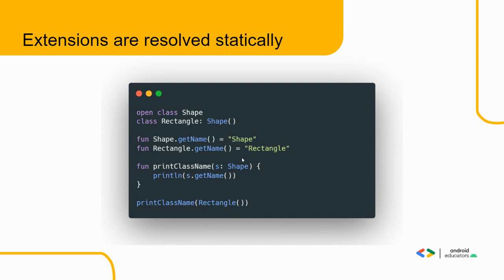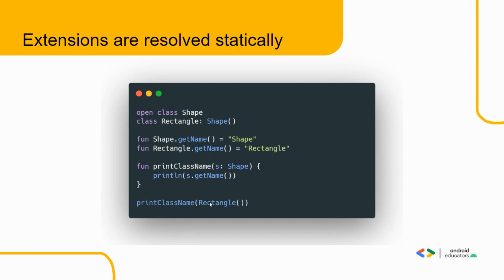One more interesting thing about extension functions is that they are statically resolved. Statically means that at compile time, the compiler would know what the output of this is. I'll give you a better example. You can see this code. We have the Shape, and we have the Rectangle, which is a child of this parent. Now I created two extension functions: Shape.getName and Rectangle.getName. You can see printClassName, I send a Rectangle. This is not an extension function, it's a normal function, but it takes a Shape object as a parameter and calls the extension function on that object.